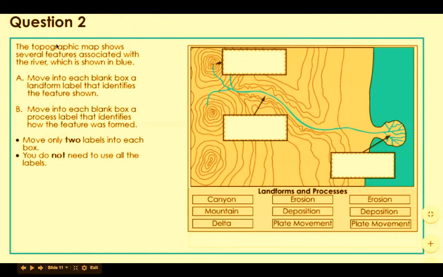This is a question released by the state. It says the topographic map shows several features associated with the river, which is shown in blue. All right, so I'm going to look over here and make sure that that makes sense. Yep, this looks like a topographic map.